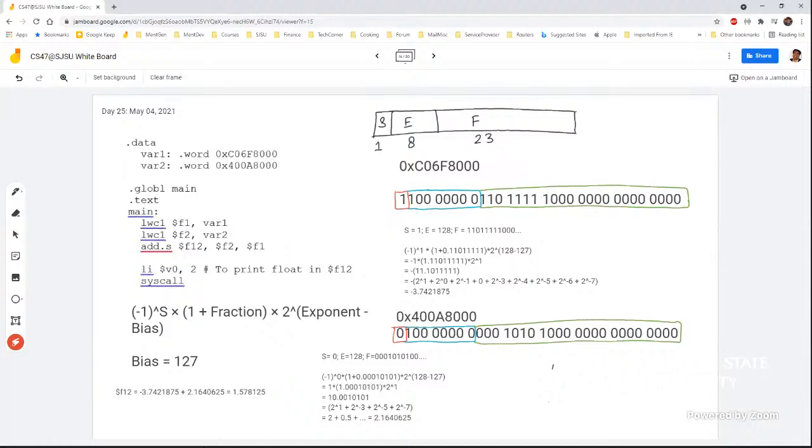Question? Just real quick, I wanted to make sure the bias number, was that a given or where did we get that from? That is by format. Bias, yeah, 127.